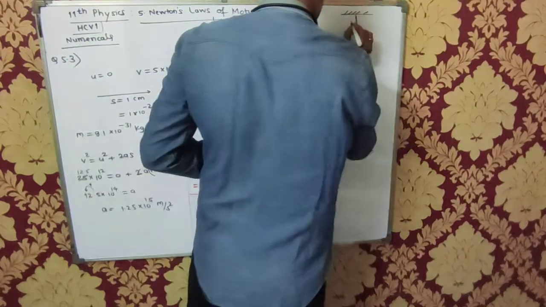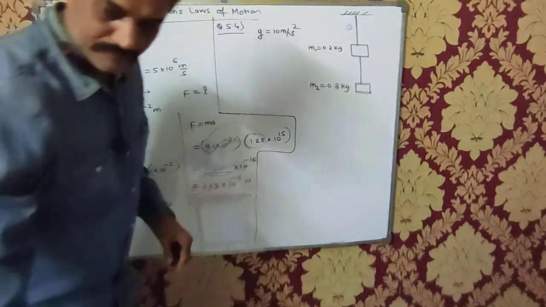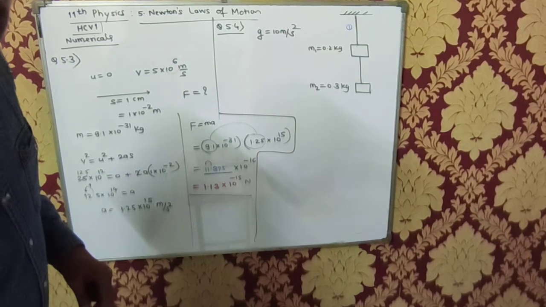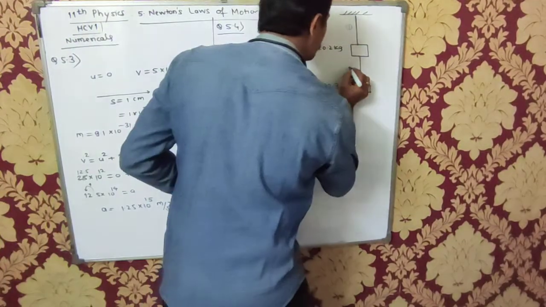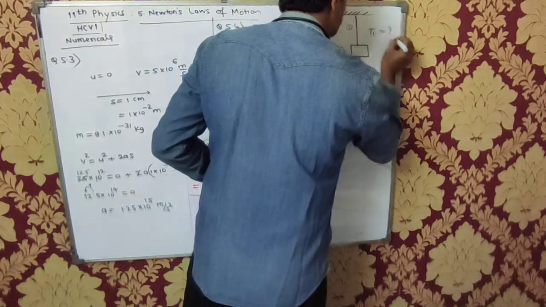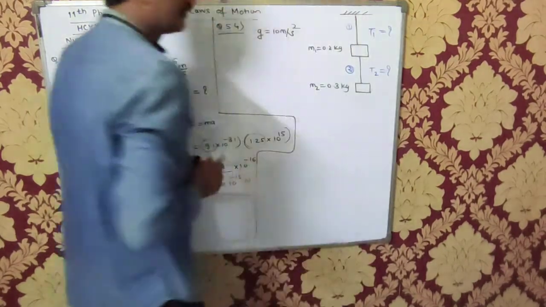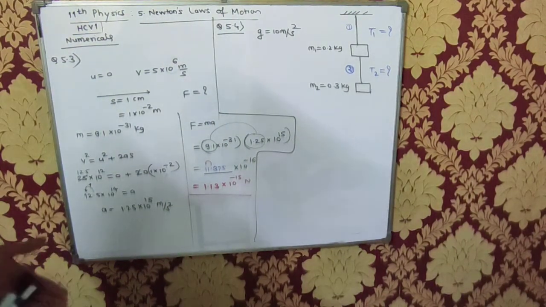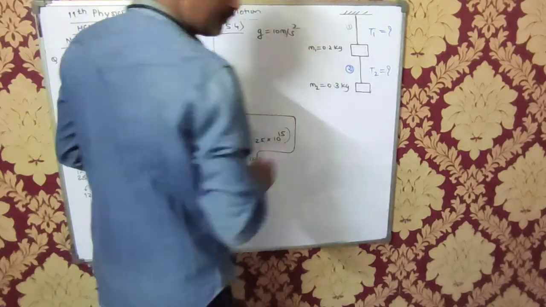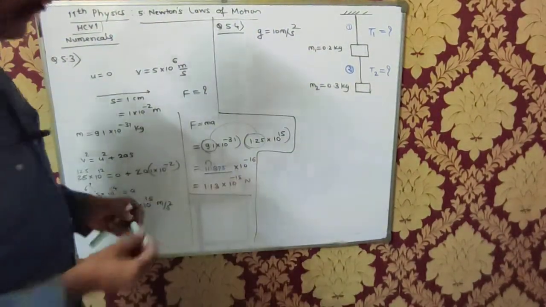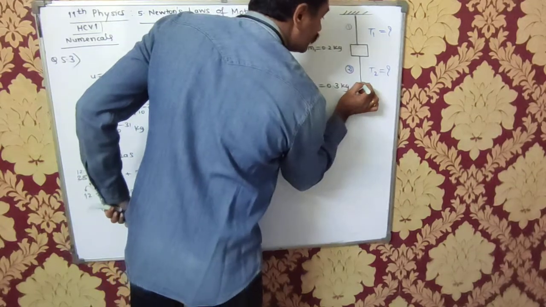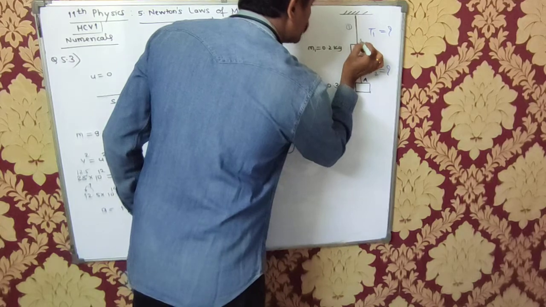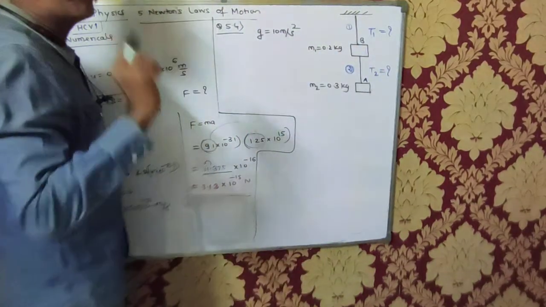I call this string 1, and this is string 2. So I have to find out the tension in the first string and the tension in the second string. Well, I will draw the free body diagram of this point, which is a common point. I'll call this point A. This is the common point for this block and this string.